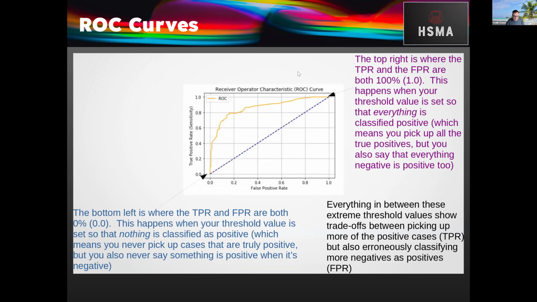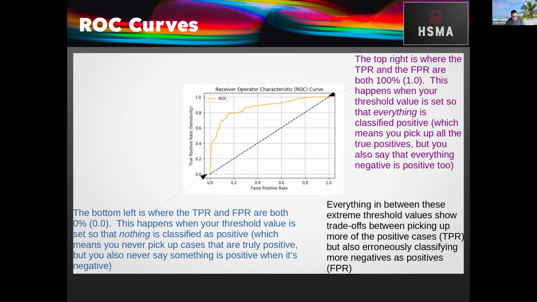So let's look at a ROC curve. So this is an example of a ROC curve, okay? So here we've got the false positive rate from 0 to 1 on the x-axis and the true positive rate, sensitivity, from 0 to 1 on the y-axis, okay? So let's, to better understand this, let's look at the various aspects of the curve.